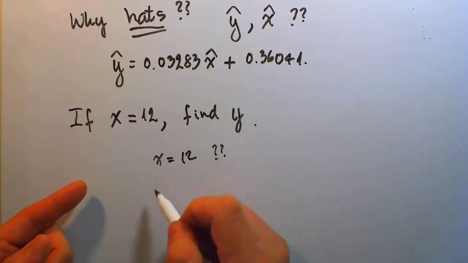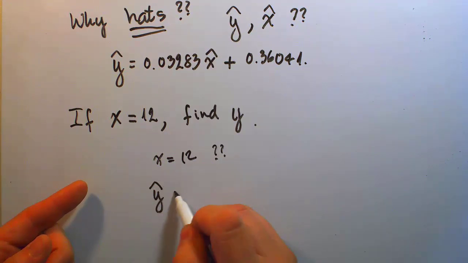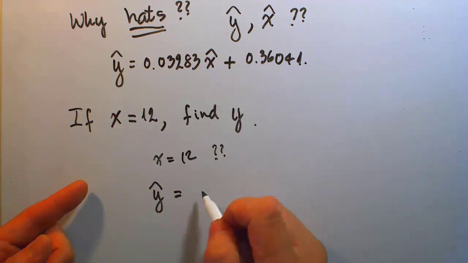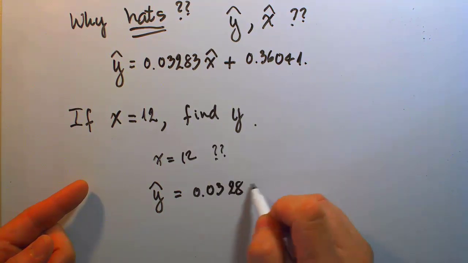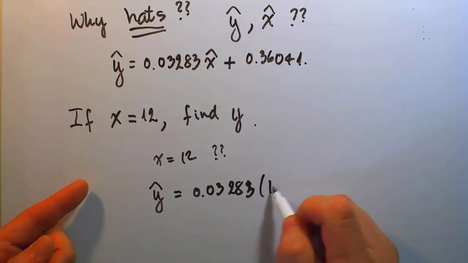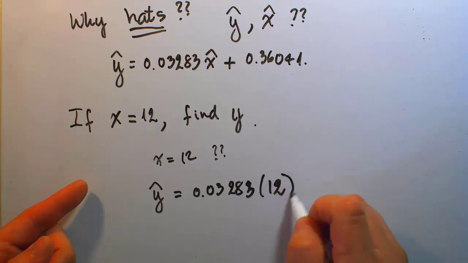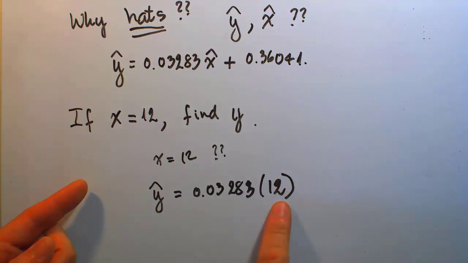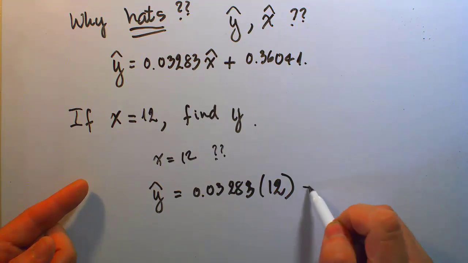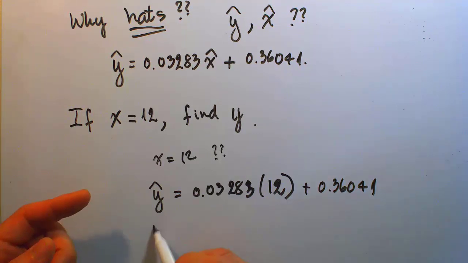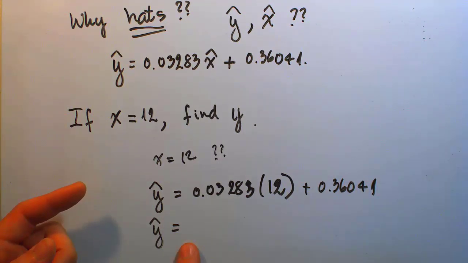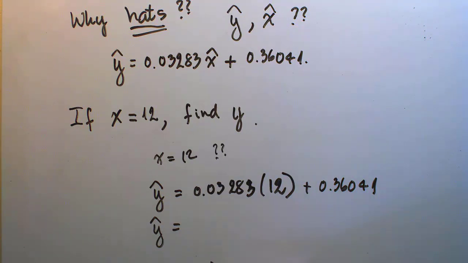And so the only choice we have for the answer is y hat equals 0.03283 multiplied with, hypothetically, if x equals 12 was there on the table, then we multiply 12 with the slope value, plus 0.36041. Okay, and so now I predict that the y value should come out being 0.75.